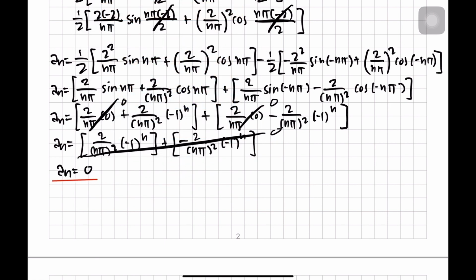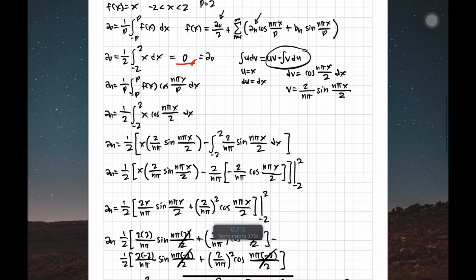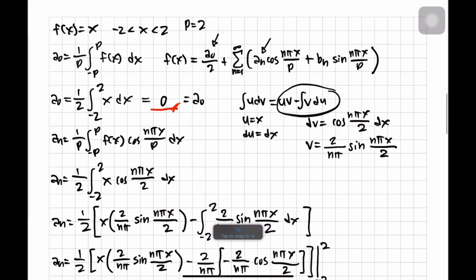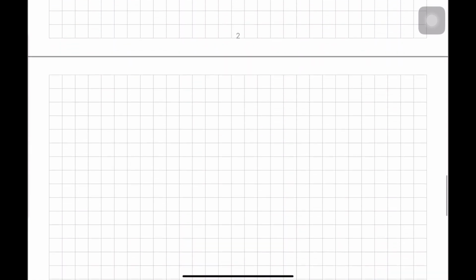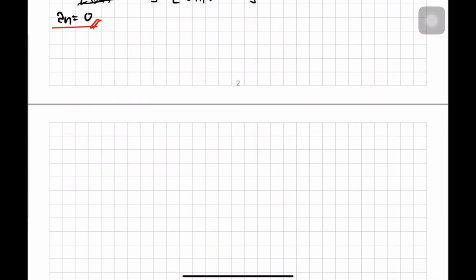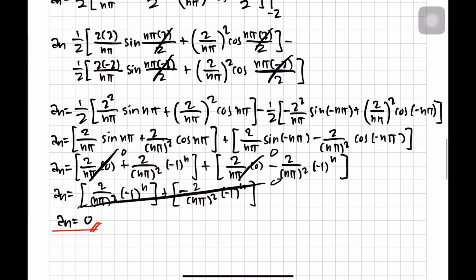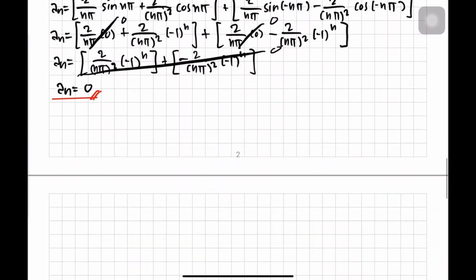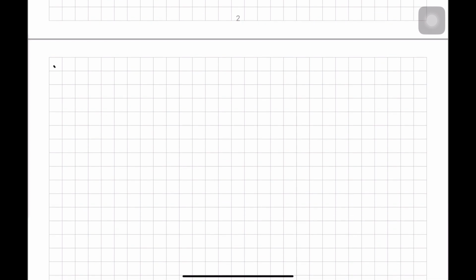Okay, so we have an and a sub 0 so far. So we are left with bn. Okay, so bn is exactly the same formula as an, just change the cosine into sine. So that's bn is equal to 1 over p, negative p to p, f of x sine n pi x over p dx.